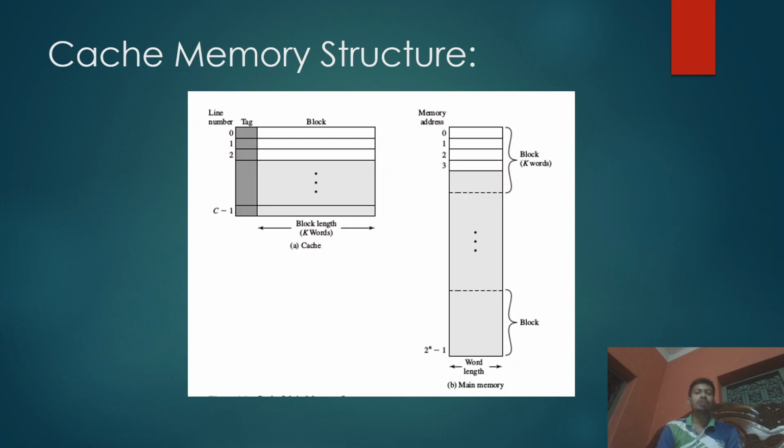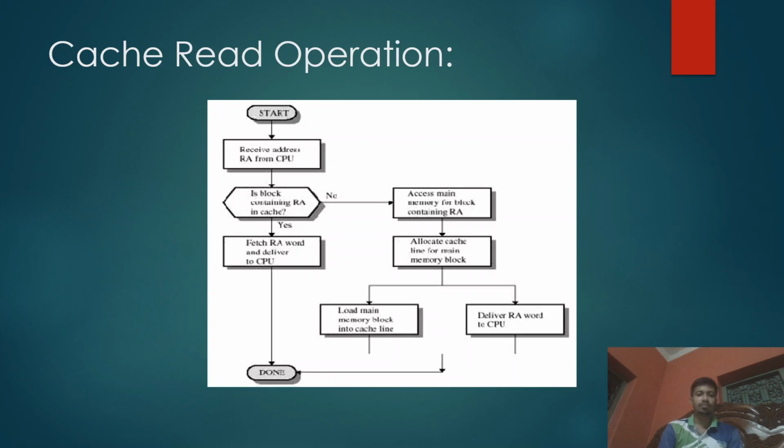So, cache memory structure. This is the structure of a cache memory. We see that there are blocks and a memory address bar, etc. In the memory address bar, cache memory stores some addresses for data, and here we see a cache read operation. So let's start with this operation.